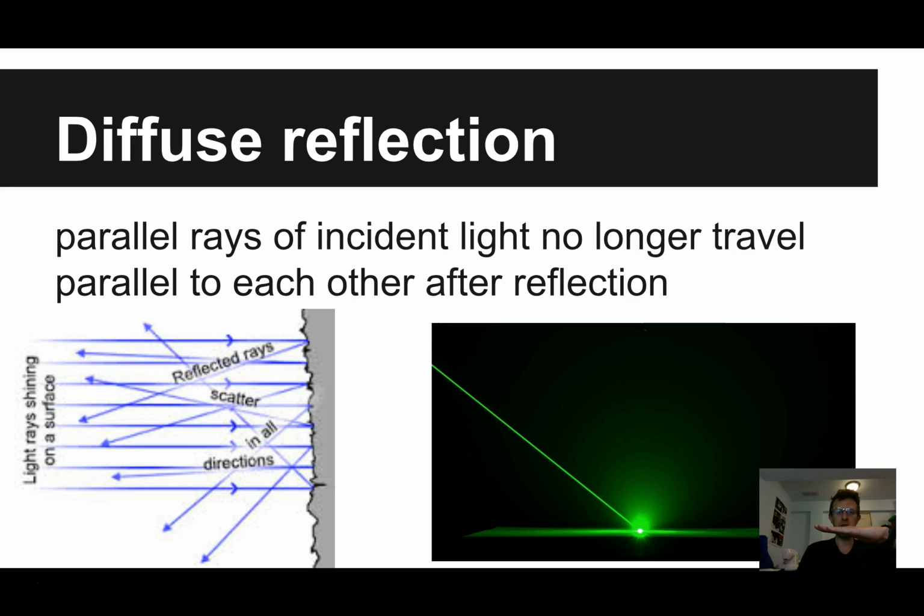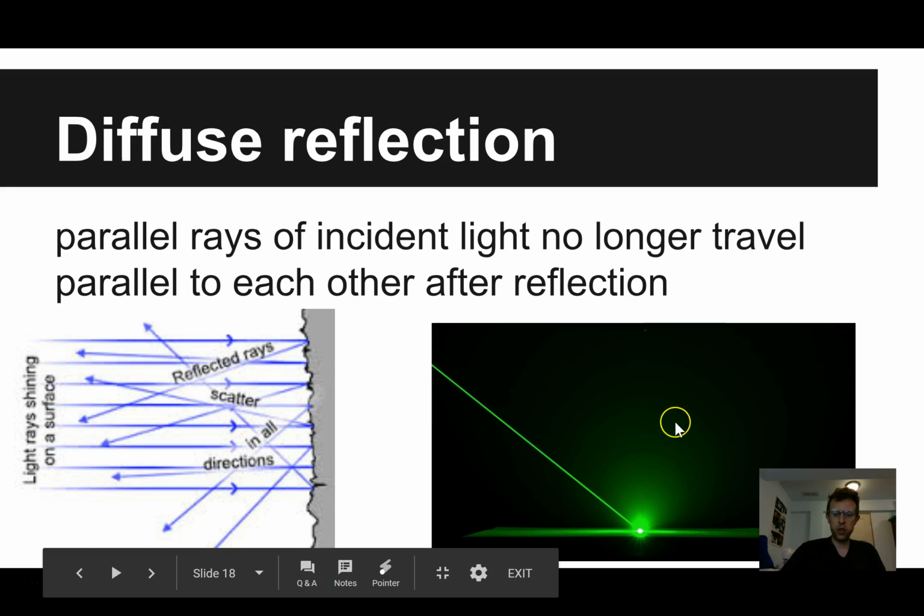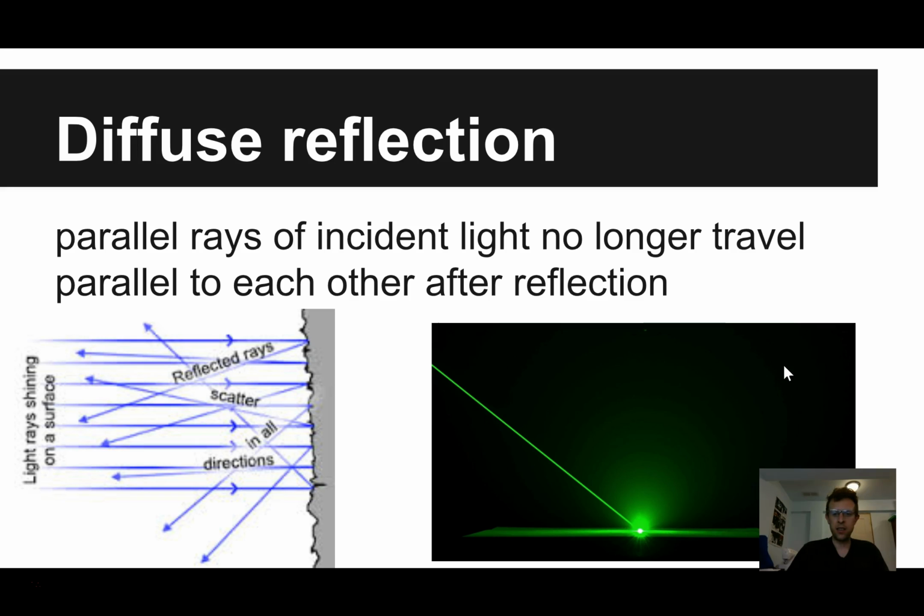So here my surface was bumpy, and I have a ray of light hitting here, and maybe it hits a flat part and bounces off at that angle. But maybe this one hits a bump and bounces off in the other direction. The picture down here shows what happens when a nice tight laser beam hits a rough surface, and we can see that light spreading out in all different directions. So that's diffuse reflection.